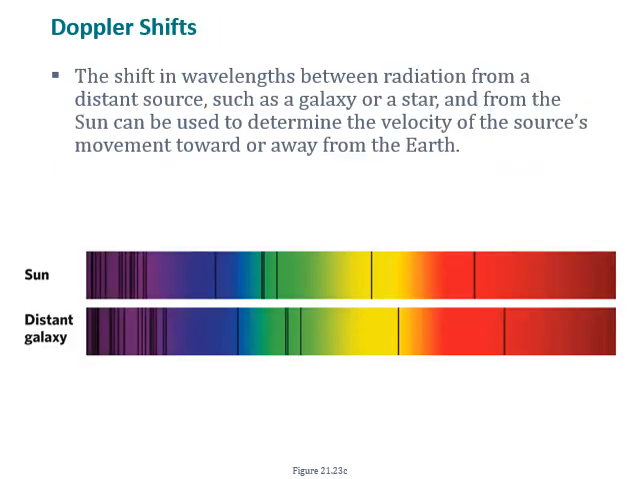Doppler shifts are very important concepts in astronomy. The shift in wavelengths between radiation from a distant source, such as a galaxy or star, and from the sun, can be used to determine the velocity of the source's movement toward or away from Earth. So here is the wavelength spectrum from the sun compared with that from a distant galaxy.